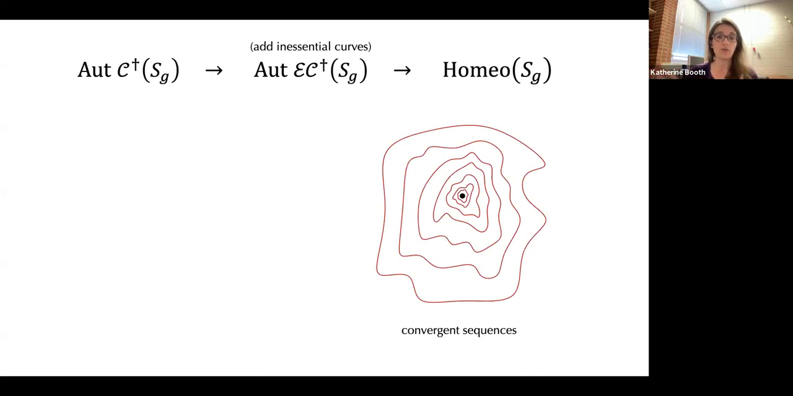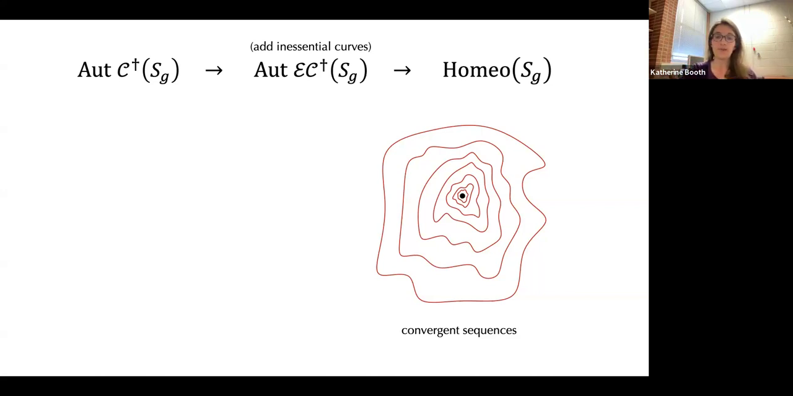Well, I'm going to use something called convergence sequences. I can take a shrinking sequence of curves that go down to a point, and I can use that to tell me exactly where that point goes after I do my automorphism. Now, if we're thinking just in terms of the graph, looking at this convergent sequence, all the graph sees is a bunch of disjoint curves. So how can I make sure that it's still going to shrink down to a point?